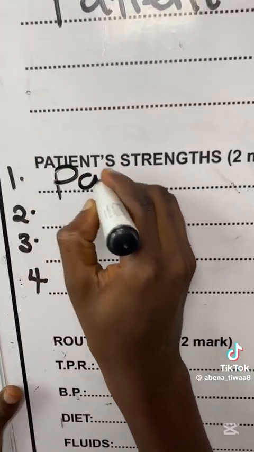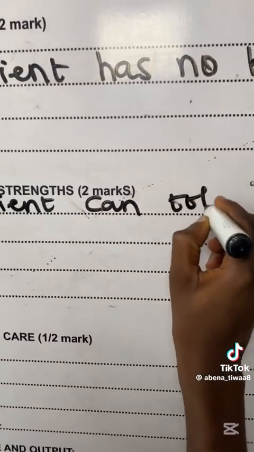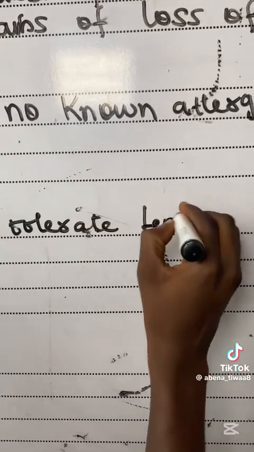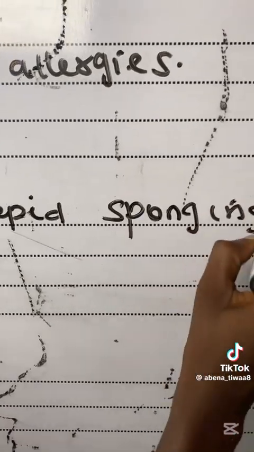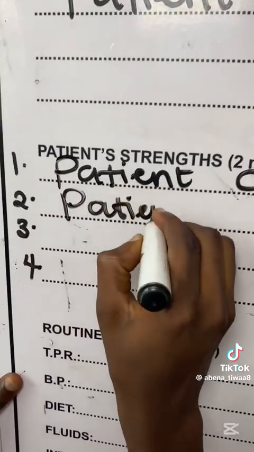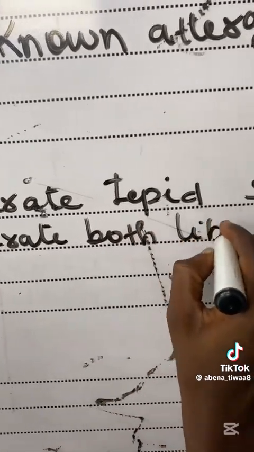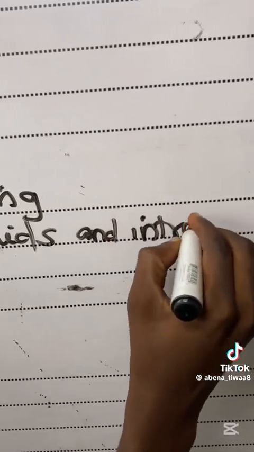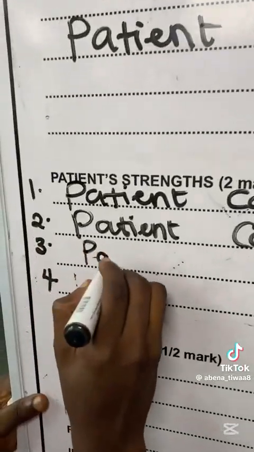The strength refers to resources or abilities a patient possesses that can contribute to the ability to cope with illness or recover. In this case, our patient's strength for high body temperature is that the patient can tolerate tepid sponging. I guess as nurses we already know what tepid sponging is. With our second problem, vomiting, the patient can tolerate both liberal and intravenous fluids. Liberal fluids are fluids that we can take via mouth, which include water, coconut water, ORS, and the rest.